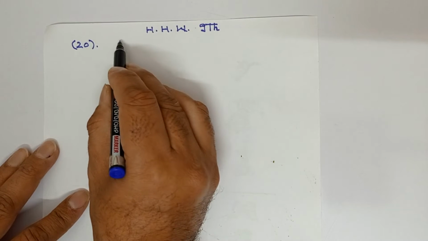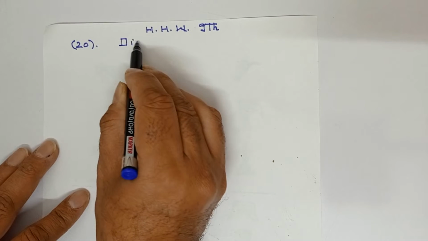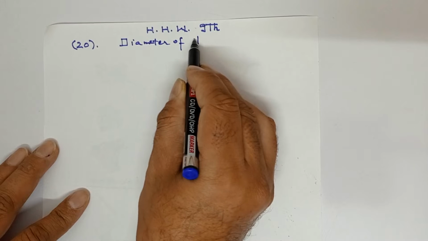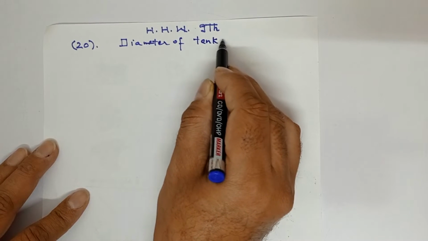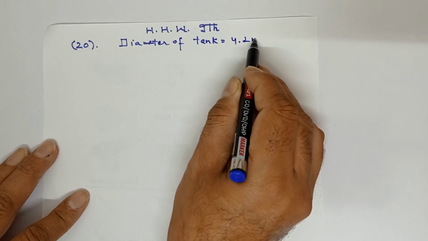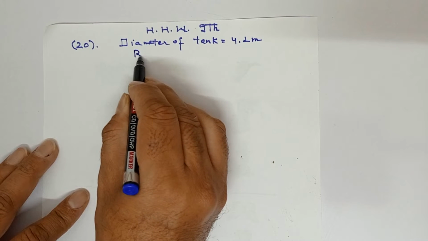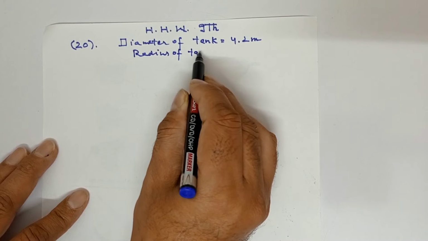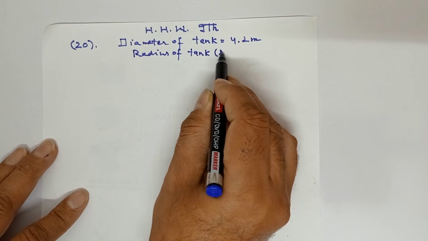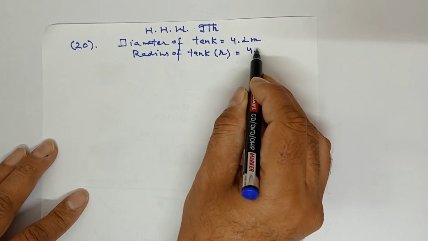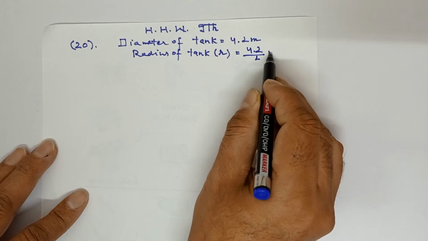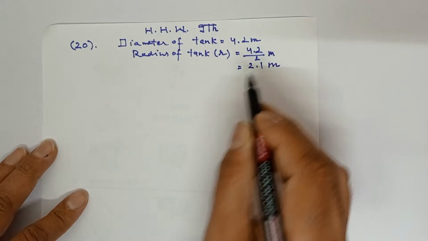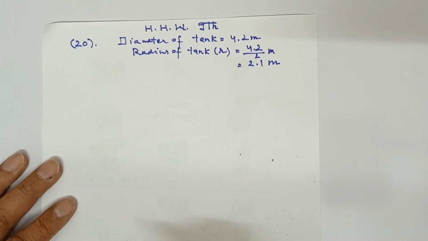So this tank is cylindrical. I have written the diameter of the tank. The diameter of the tank is how much? 4.2 meter. So we will find the radius of the tank, and that will be denoted by R. It is 4.2 upon 2 meter, so 2.1 meter.